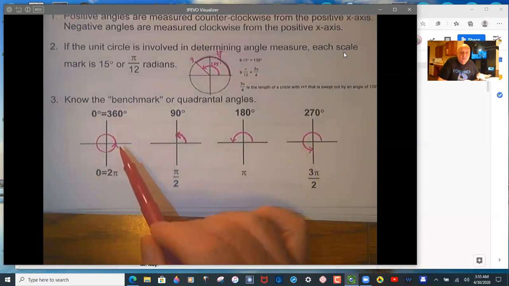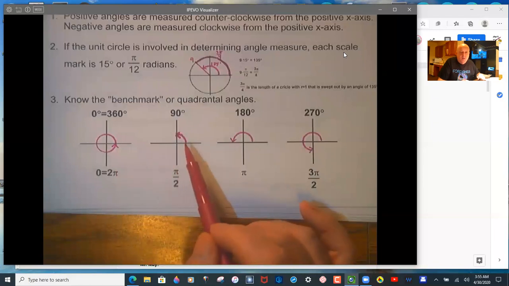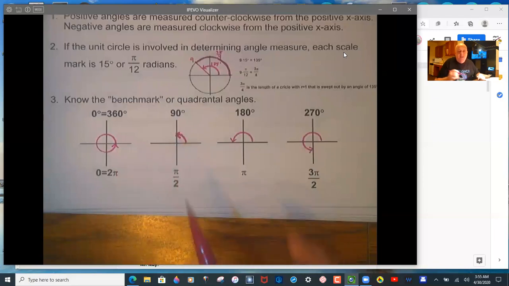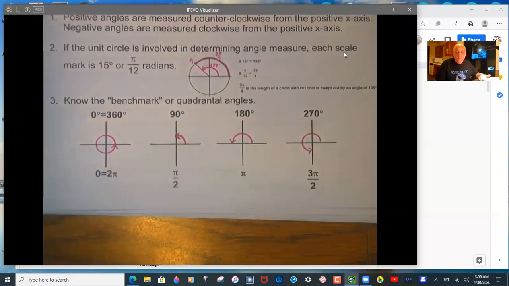All the way around is 24 scale marks. 24 times 15 is 360. 24 times pi over 12 is 2 pi. A quarter of the way around, well, that's 6. 6 times 15 is 90. And 6 times pi over 12 is pi over 2. So on and so forth. Halfway around, that's 12. 12 times 15 is 180. 12 times pi over 12 is pi. So on and so forth.